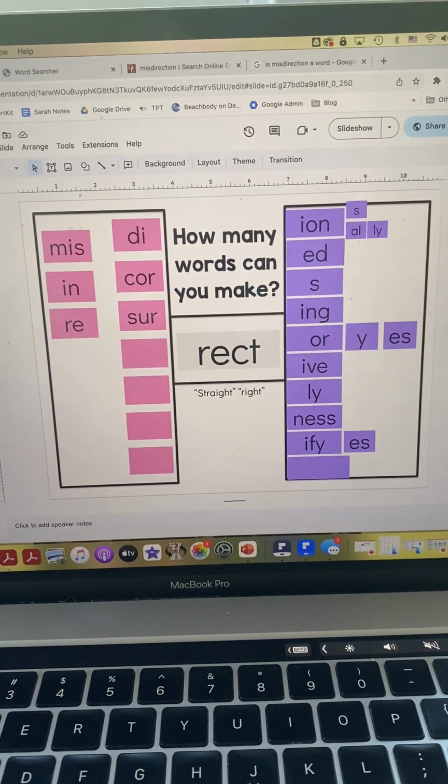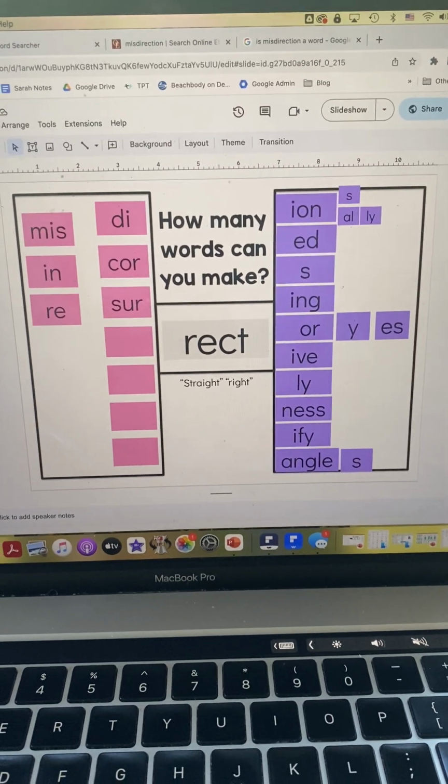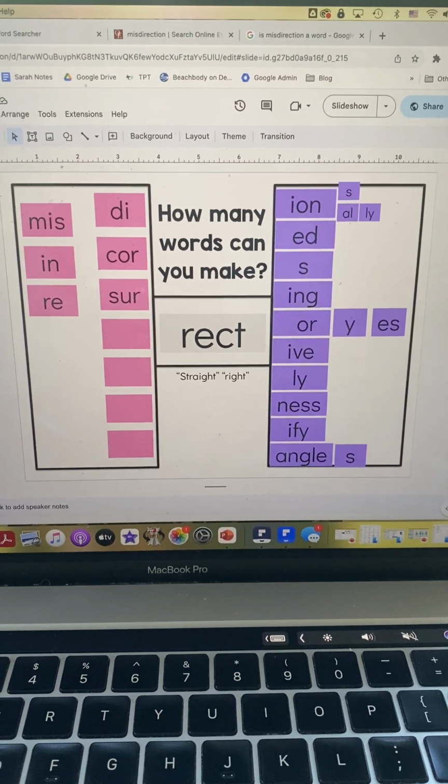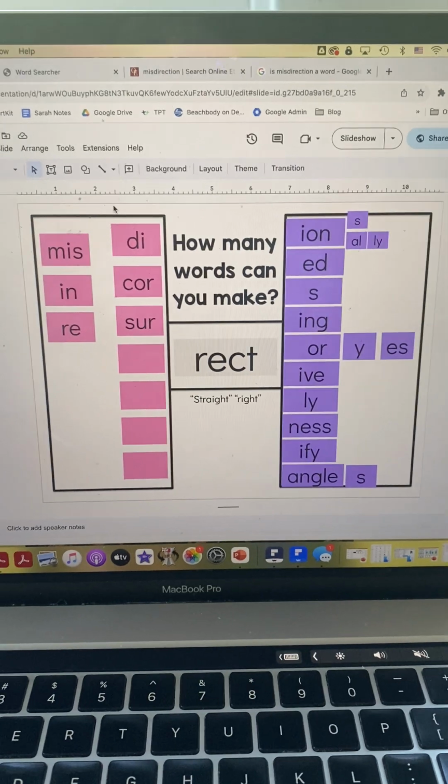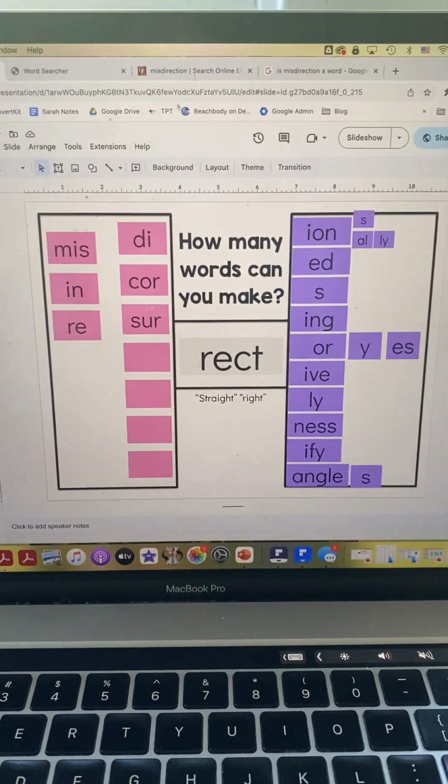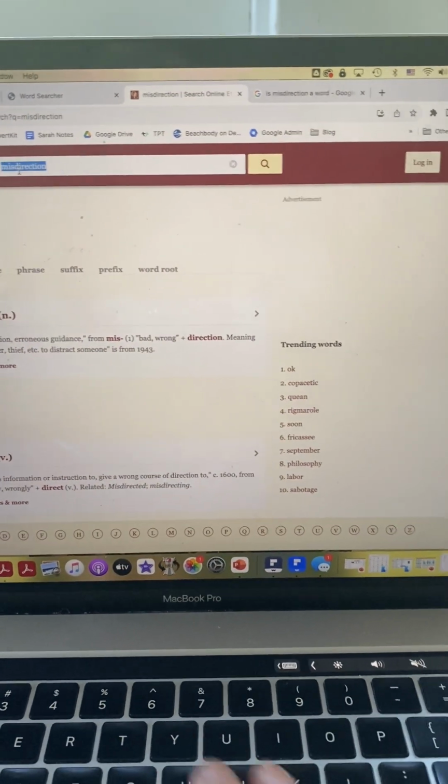We rectified the situation, and I can make rectangle or rectangles. So lots of words here. So a couple of things, like tools you can use to figure it out. It's really fun to use.